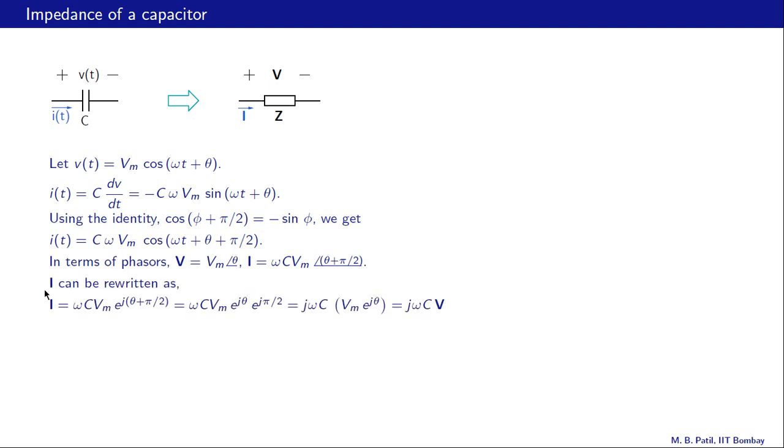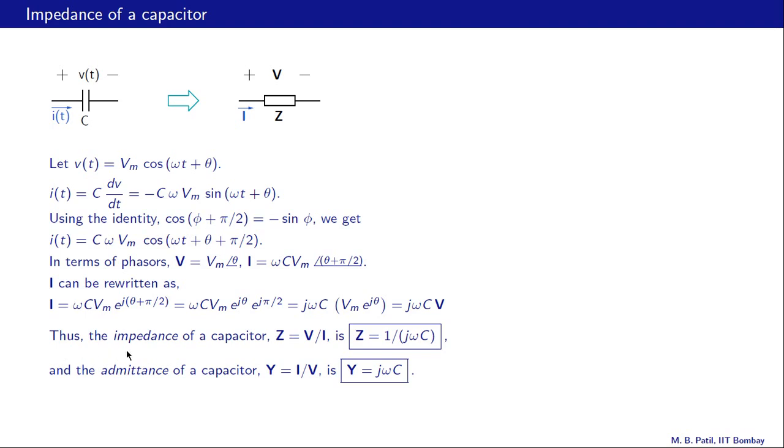Now we can rewrite I as omega c Vm e raised to j (theta plus pi by 2), that is omega c Vm times e raised to j theta times e raised to j pi by 2, and this quantity e raised to j pi by 2 is nothing but j. So we get j omega c times Vm e raised to j theta. Now this quantity is nothing but the phasor V, and therefore we can write I as j omega c times phasor V. In short, phasor I is equal to j omega c times phasor V.